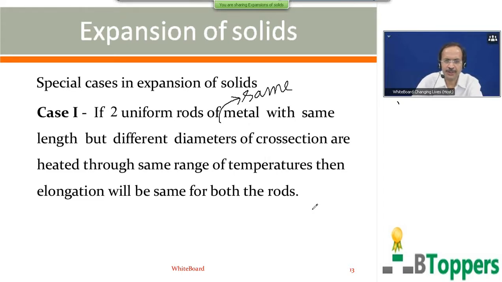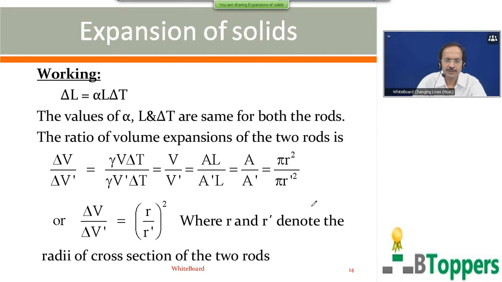So I am going to show you that small working which I explained just now. That also I want to show on screen. So delta L, you can write alpha into L into delta T. The values of alpha, L and delta T are the same for both the rods. Therefore delta L will be the same for both the rods. That means the increase in the length of the second rod is the same as the increase in the length of the first rod. The rate of volume expansion of the two rods is delta V by delta V dash. Delta V is the increase in the volume of the first rod, delta V dash is the increase in the volume of the second rod. Delta V you can write as gamma into V delta T. Delta V dash you can write as gamma into V dash delta T. Here both the rods are made up of the same metal, therefore gamma is the same.